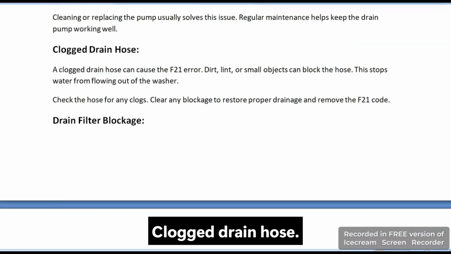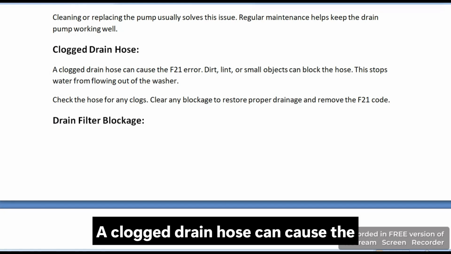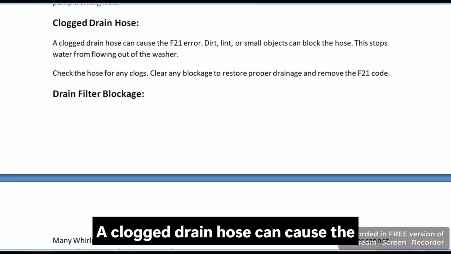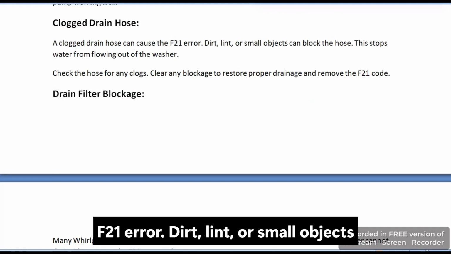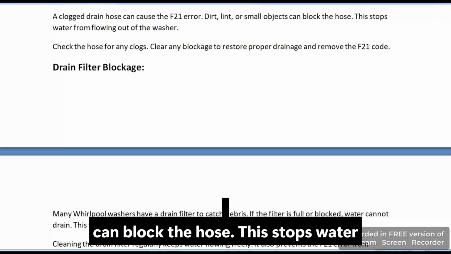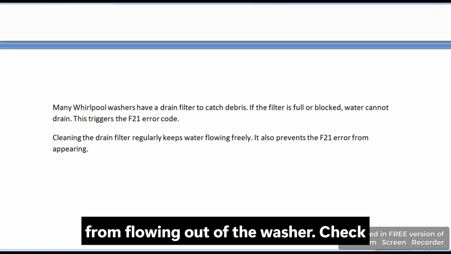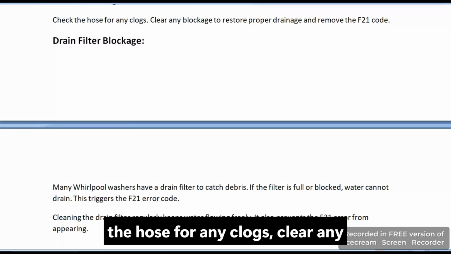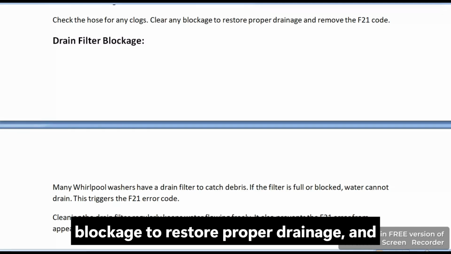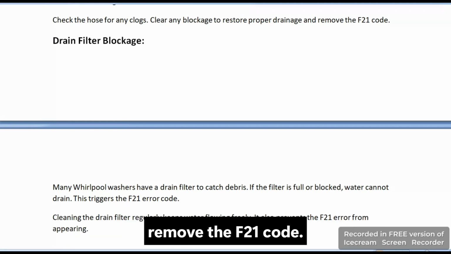Clogged drain hose. A clogged drain hose can cause the F21 error. Dirt, lint, or small objects can block the hose. This stops water from flowing out of the washer. Check the hose for any clogs. Clear any blockage to restore proper drainage and remove the F21 code.